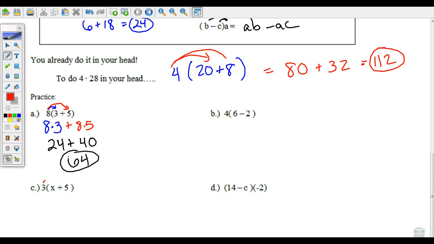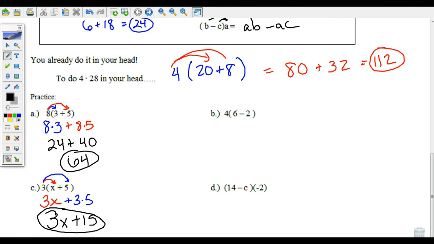Part C here. We're going to take the 3. The 3 meets the x, and then the 3 meets the 5. It's going to be 3 times x, plus 3 times 5. So now we have to simplify here. We can't do anything with 3x, and we know 3 times 5 is 15. That's actually our answer right there. We can't do anything else other than that.